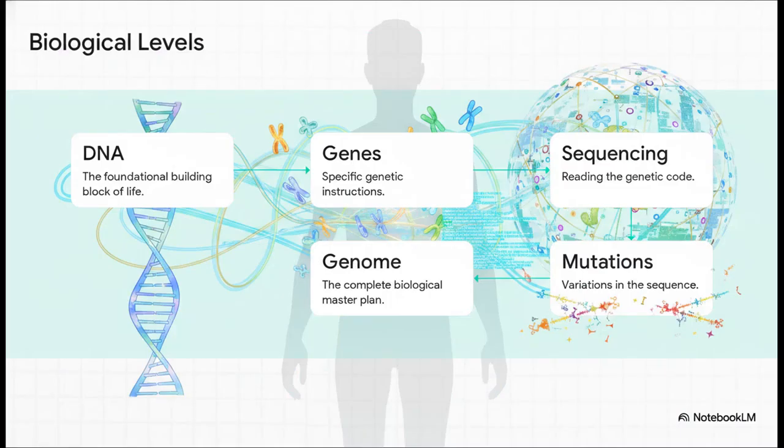Okay, let's dive into this. We're going to break this explainer down into 5 steps, starting with DNA, then specific genes, sequencing the code, mutations and variations, and finally zooming all the way out to the complete genome.